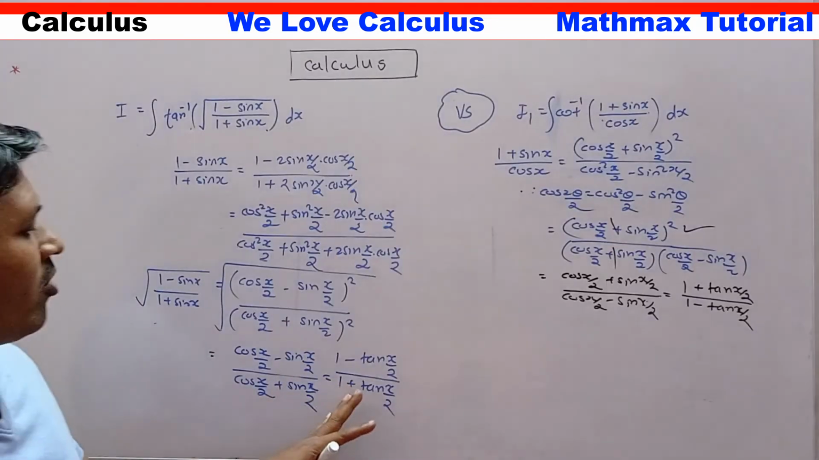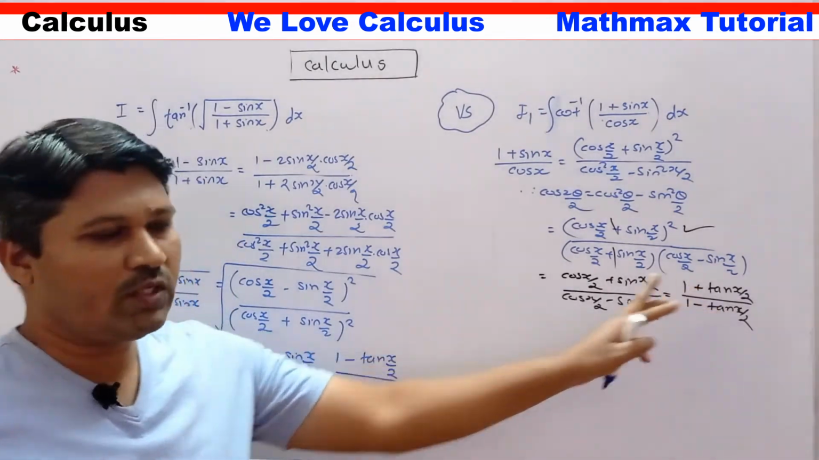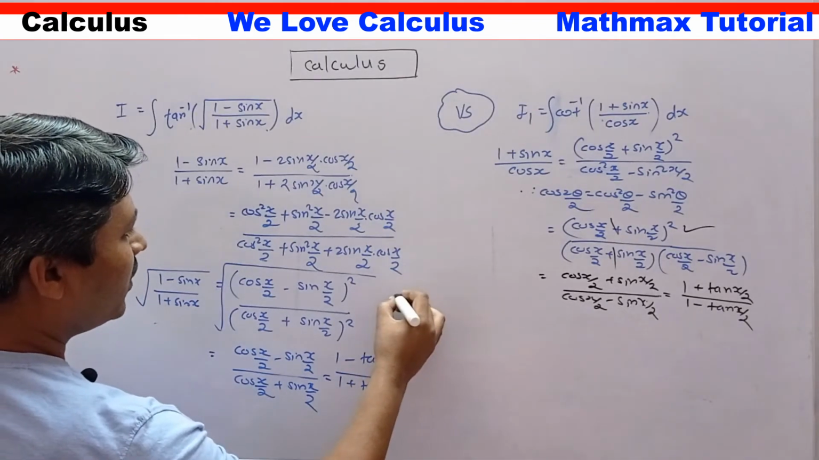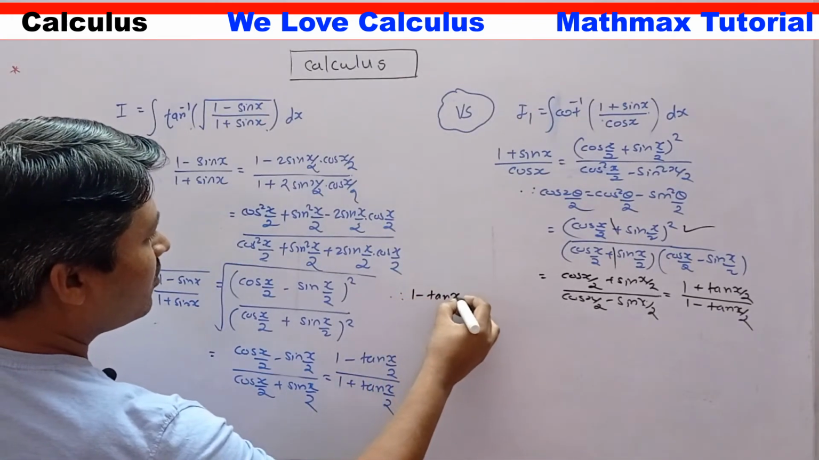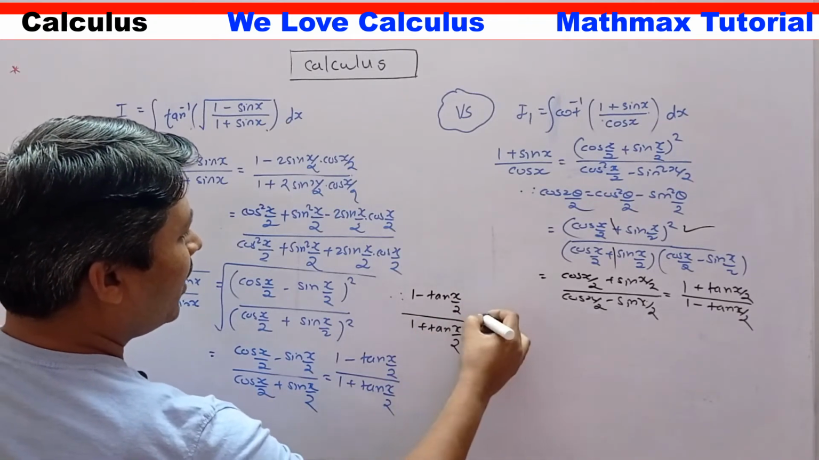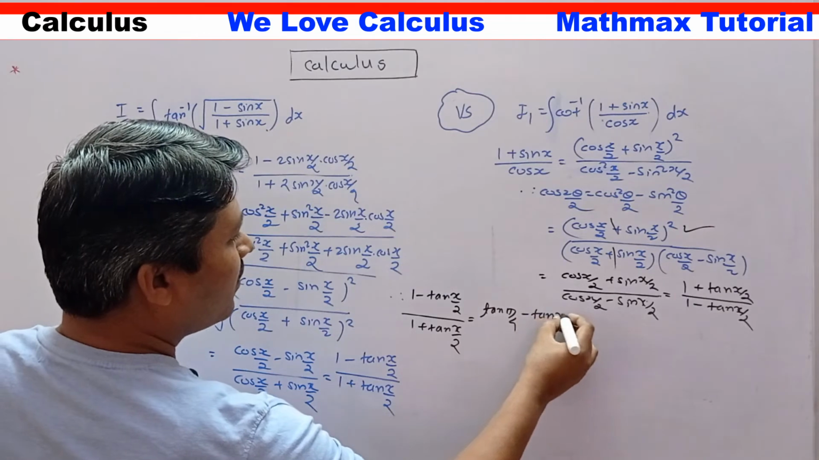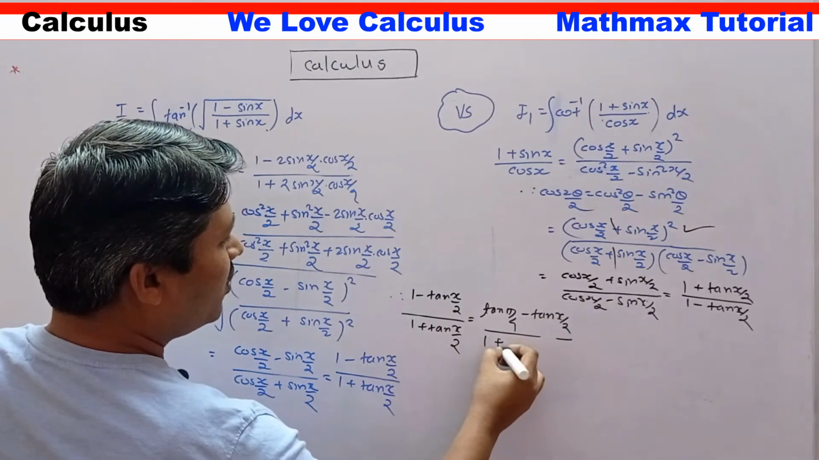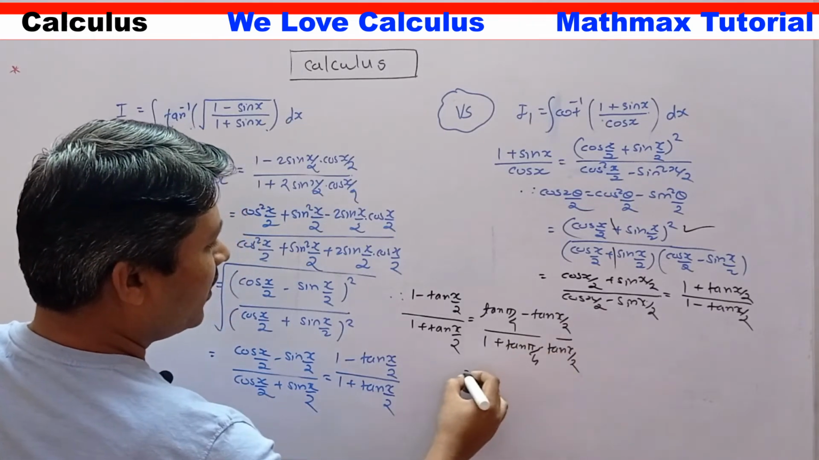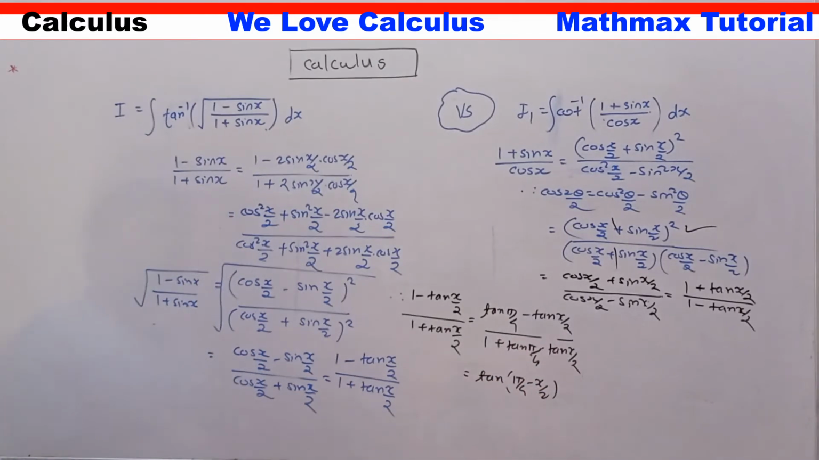Here we observe that in the numerator the sign is negative and in the other integral it is positive. Then we can simplify the terms 1 minus tan x by 2 and 1 plus tan x by 2. We know that tan pi by 4 is equal to 1, so we can write 1 minus tan x by 2 divided by 1 plus tan pi by 4 times tan x by 2. Therefore we get tan of pi by 4 minus x by 2. This is the simplification.